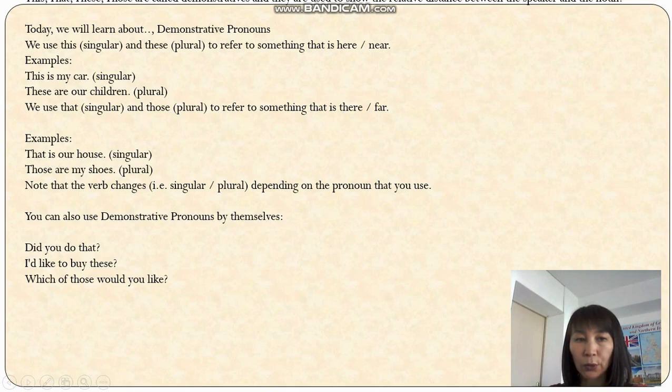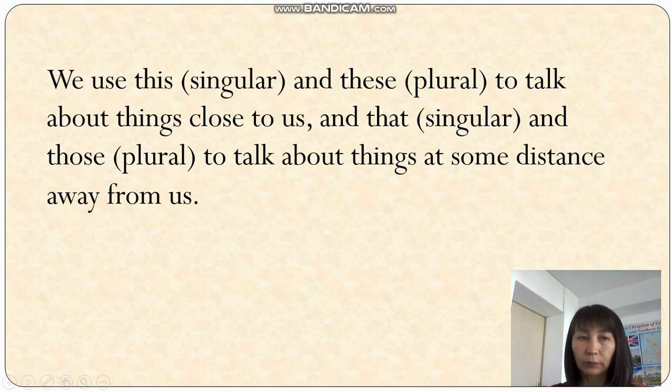You can also use demonstrative pronouns by themselves. Did you do that? I'd like to buy these. Which of those would you like? You use this, singular, and these, plural, to talk about things close to us, and that, singular, and those, plural, to talk about things at some distance away from us.